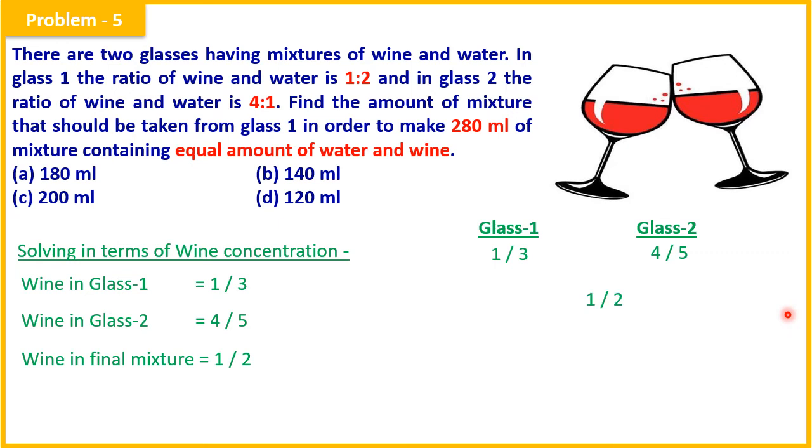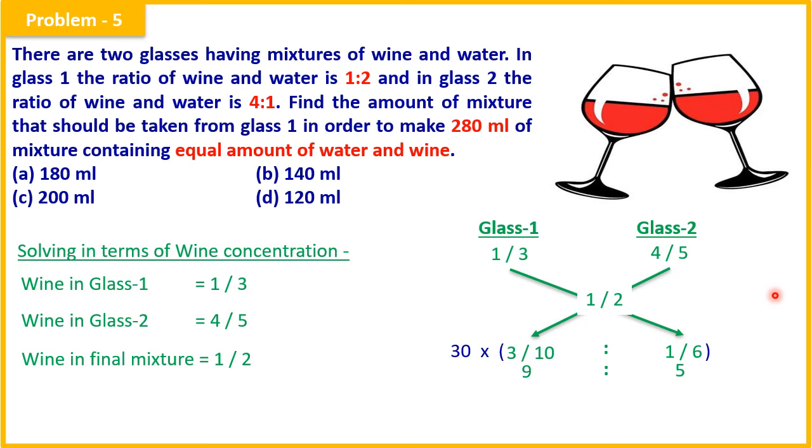Now we will do cross subtraction here. 4/5 minus 1/2 is 3/10. And 1/2 minus 1/3 is 1/6. Now this ratio we obtained in fraction. We can bring it to integer by multiplying both these fractions with the LCM of 10 and 6, which is 30. So if we multiply this with 30, we get the ratio as 9:5. So if 9 parts I am taking from glass 1, I should take 5 parts from glass 2.